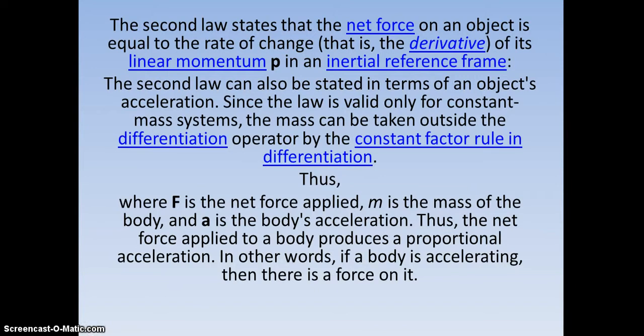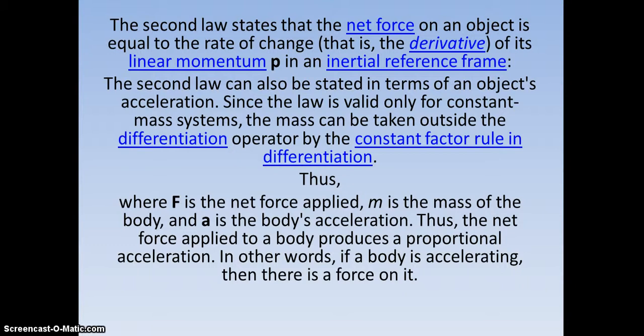The second law states that the net force on an object is equal to the rate of change, that is, the derivative, of its linear momentum p in an inertial reference frame. The second law can also be stated in terms of an object's acceleration. Since the law is valid only for constant mass systems, the mass can be taken outside the differentiation operator by the constant factor rule in differentiation.